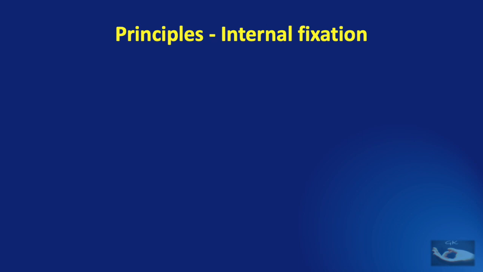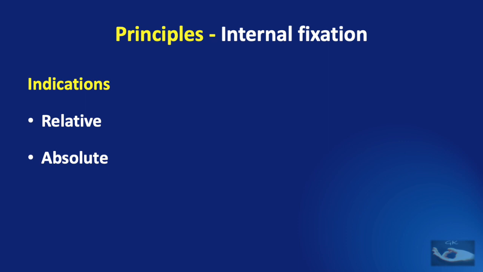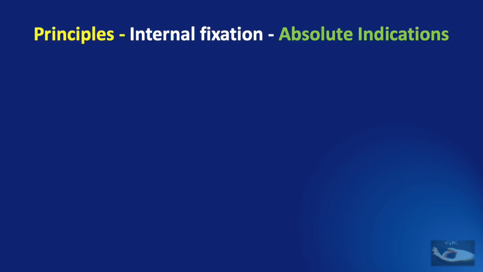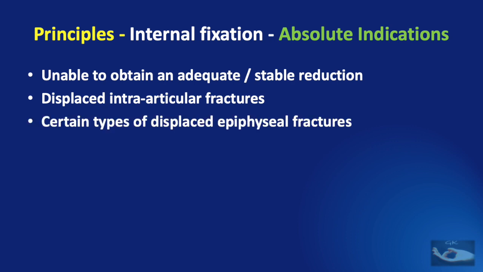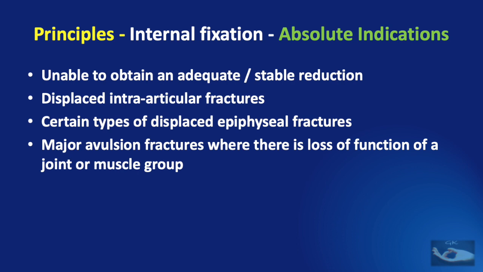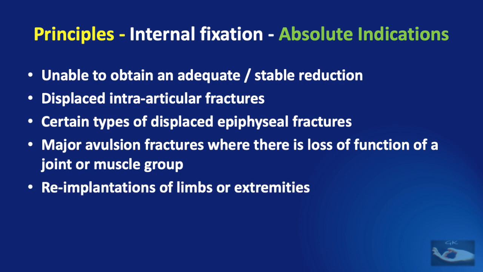Now let us consider the principles of internal fixation. The indications for internal fixation are either relative or absolute. The situations where we must do an internal fixation are when we are unable to obtain an adequate or stable reduction, when there are displaced intra-articular fractures, in certain types of displaced epiphyseal fractures, in major avulsion fractures where there is a loss of function of a joint or muscle group, and also in replantation of limbs or extremities.